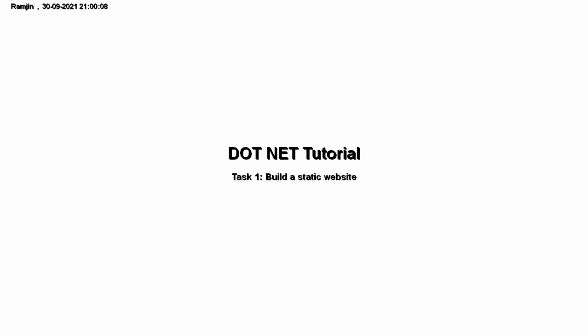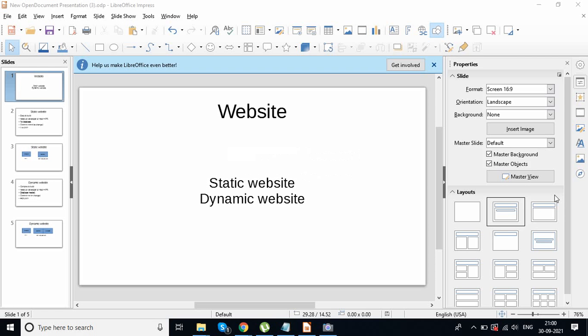This is .NET tutorial part 1, building a static website. So in this series we will see how to build a website, both static and dynamic, and how to host the website to a URL. And in this demo we are going to use a free hosting website, somi.com, to host the web page that we are going to develop. We will see that in more detail in the upcoming video series.